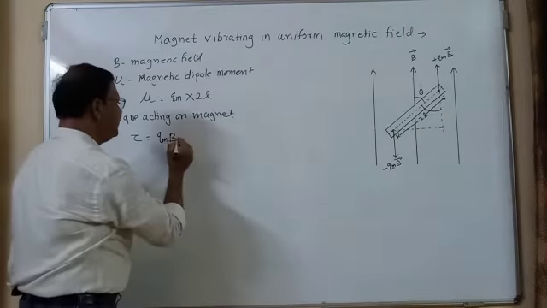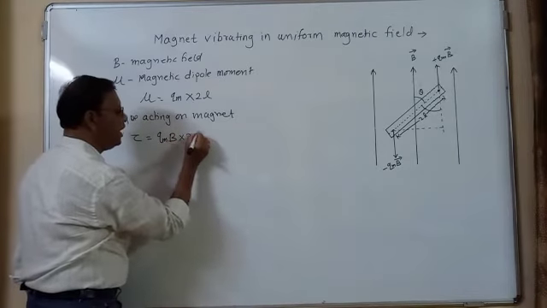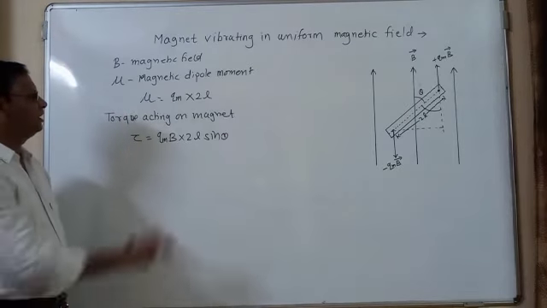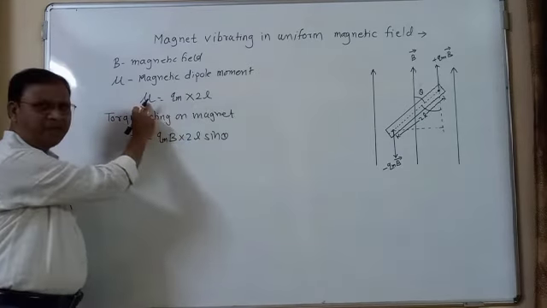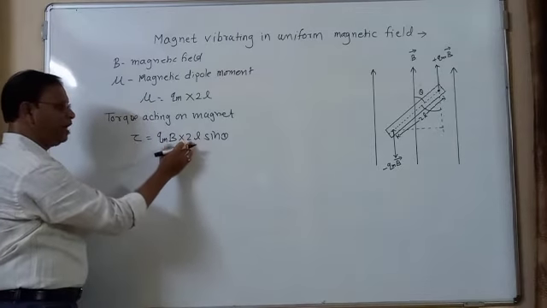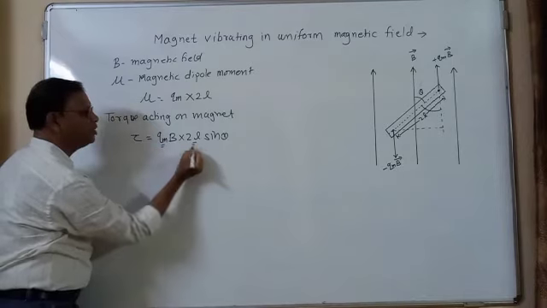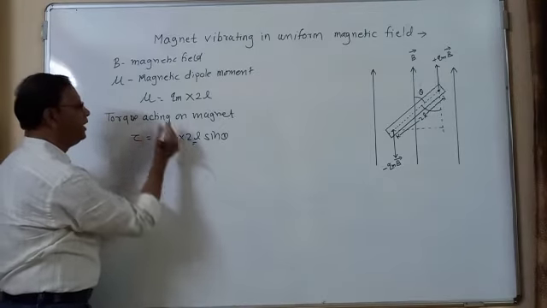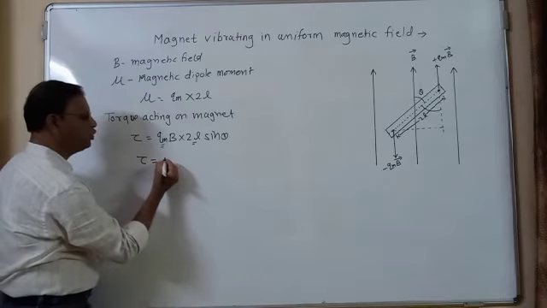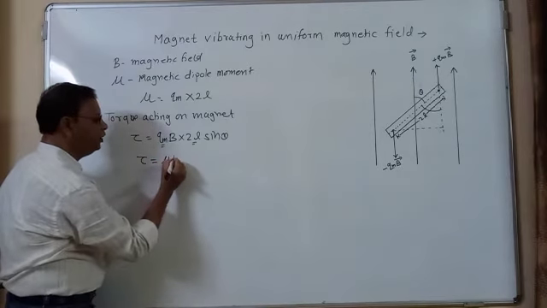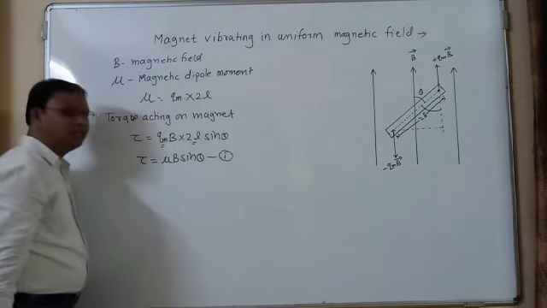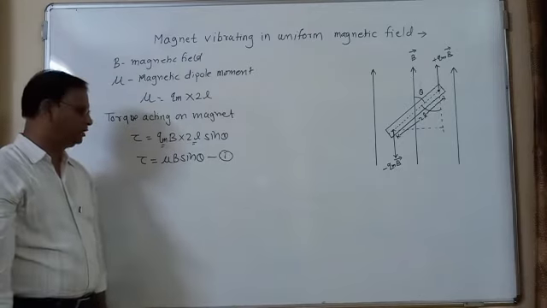So the perpendicular distance will be 2L sin theta. Now look here, Qm into 2L is the magnetic dipole moment. Here is also Qm into 2L, that is magnetic dipole moment. So this is Qm and this is 2L. Instead of Qm into 2L we can write mu. So torque acting on the bar magnet tau is equal to mu into B into sin theta. So this is the torque acting on the bar magnet.